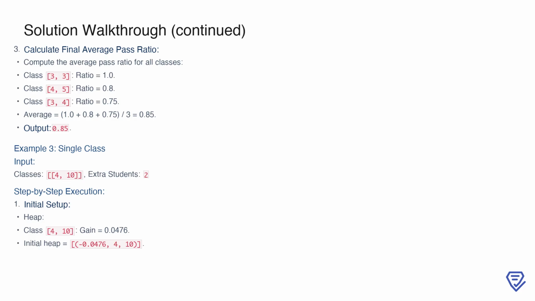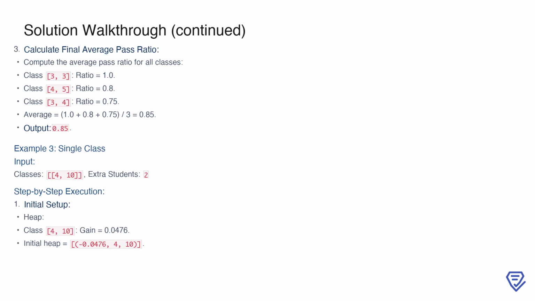The updated class 3, 3 has a pass ratio of 1.0, while 4, 5 has a ratio of 0.8, and 3, 4 has a ratio of 0.75. Adding these ratios together and dividing by the number of classes gives us the average pass ratio of 0.85. This is the output for this example.